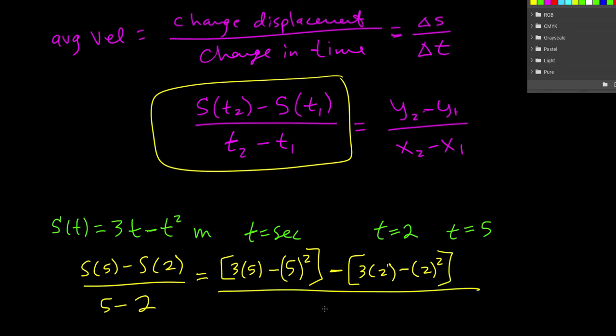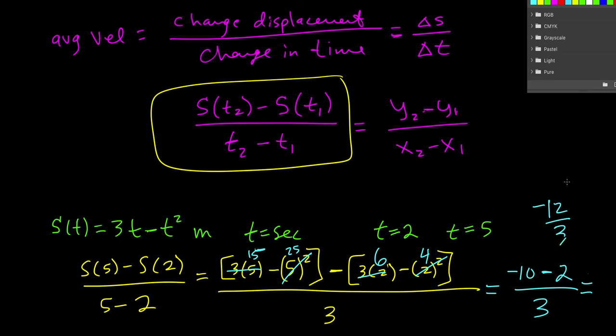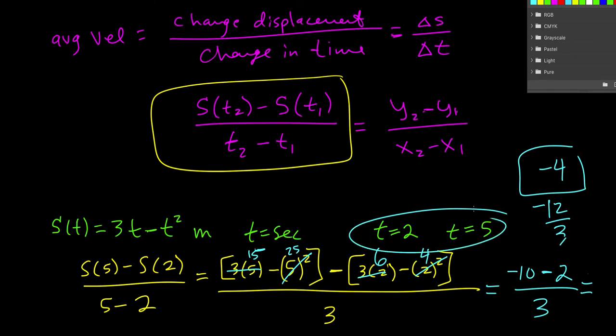And then I'm just going to simplify that. Okay, so this is 25, and then this is 15. So 15 minus 25 is going to give us negative 10, minus right here. And then this is 4. This is 6. 6 minus 4 gives us 2. That's still over 3. We get negative 12 over 3, which gives us negative 4. So that's the average velocity over that time interval.